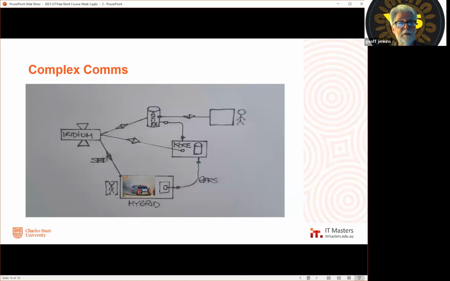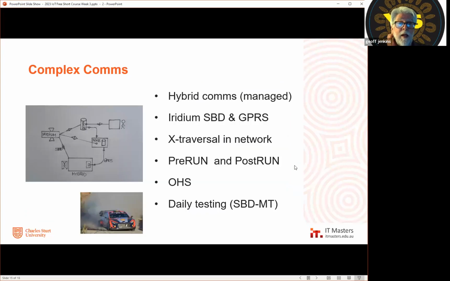And so Shane, if Shane goes to the next slide, I've called this X-traversal in the network. Both types of messaging are crossing that box. And so we wrote some smarts which make sure that if the messaging is on one channel, it's not on the other. And we monitor which channel it's on, and we monitor the locations of each type of channel.